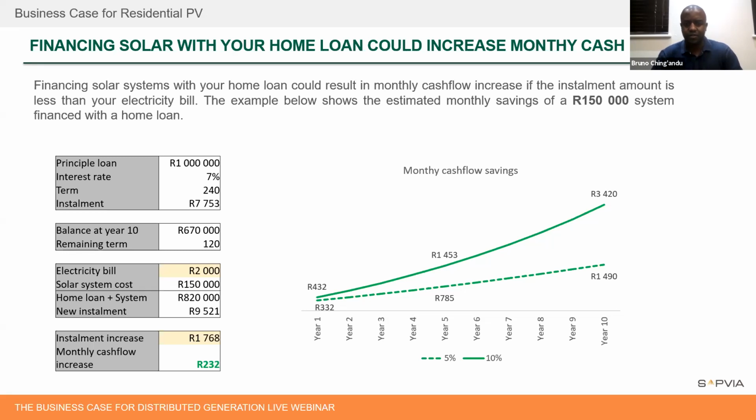So this is an example of a client who got a loan of a million rands for a house about 10 years ago. If you look at the rates now, the installment would be around 7,000 rands right now, and a balance of about 670,000 rands with 10 years left to go. So if this client had a bill of 2,000 rands and they financed a solution of 150,000 rands on their home loan and remain in the same term, the installment would go up from 7,000 to about 9,500, which is an increase of about 1,700, you see at the bottom there.